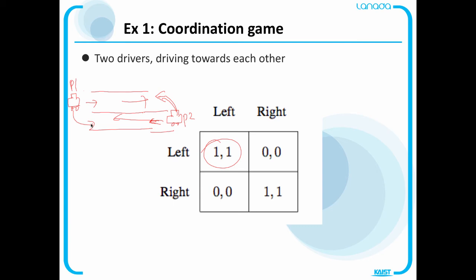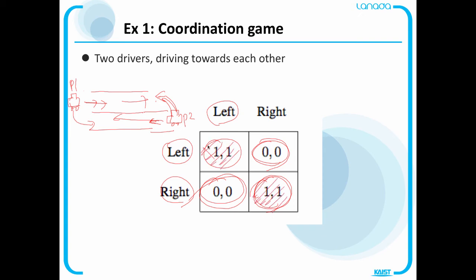There's no accident. Fine. But if this guy chooses left and this guy chooses right, then there will be an accident, so we have a very low payoff. It means that we need to coordinate with each other. Coordinate means that each player should choose the same strategy. In that case, we have a large payoff, and otherwise we don't have any payoffs. What's the Nash equilibrium? Obviously, these two are the Nash equilibria. So we have two Nash equilibria in this case.